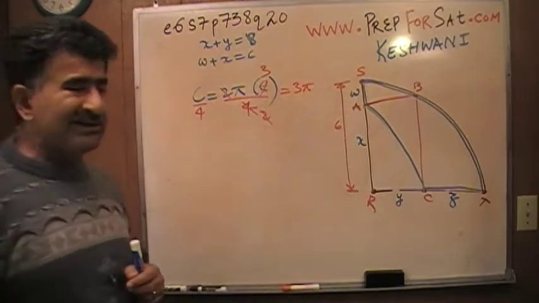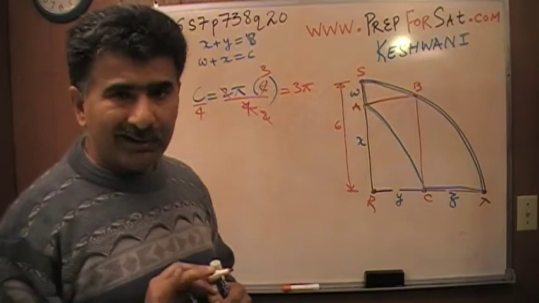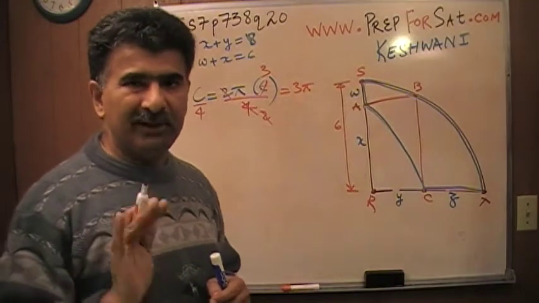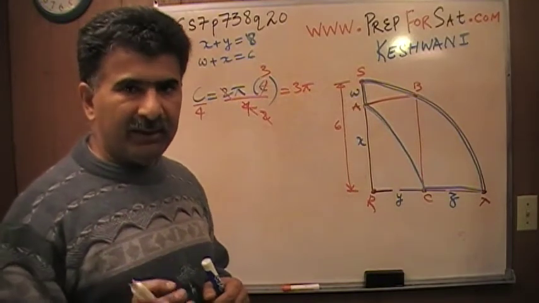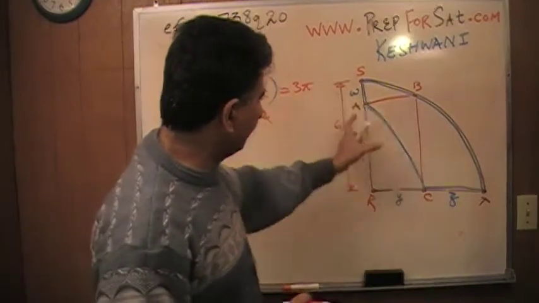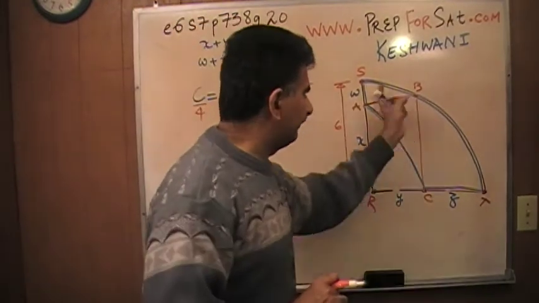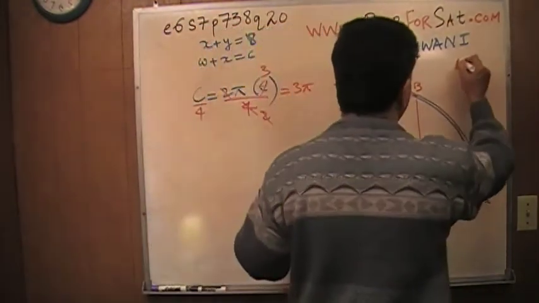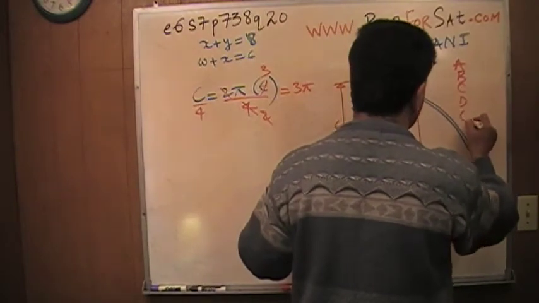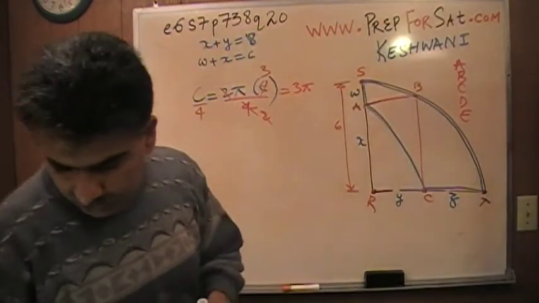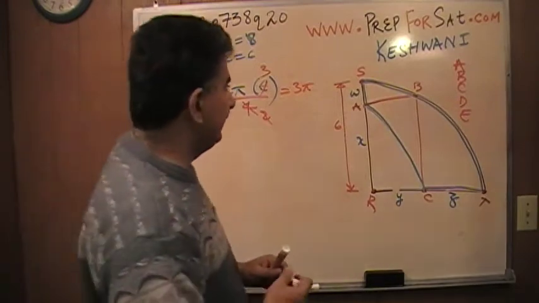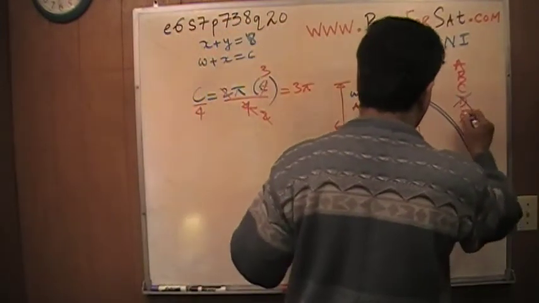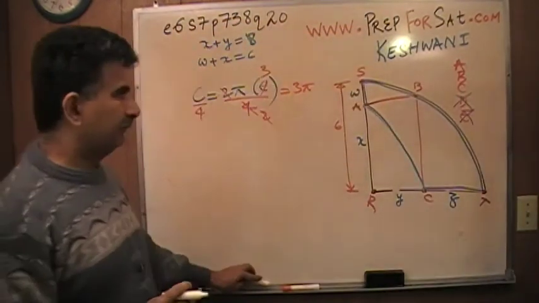3 pi, which tells me that the correct answer, whatever it is, has to be 3 pi plus something. It cannot be anything else. 3 pi plus some numbers. This is numerical, this is numerical, this is numerical, plus the 3 pi, which immediately tells me that answer choices D and E are garbage. They're not possible.